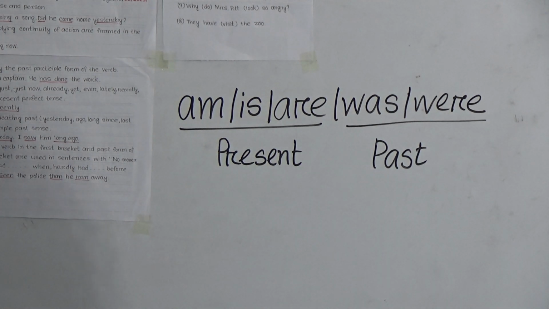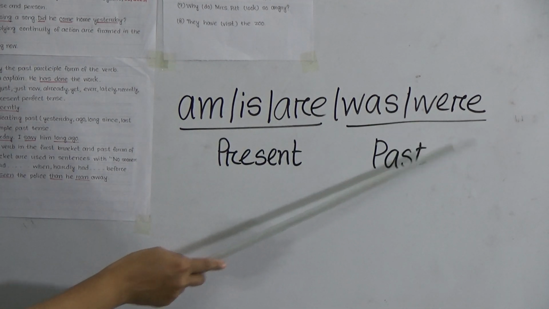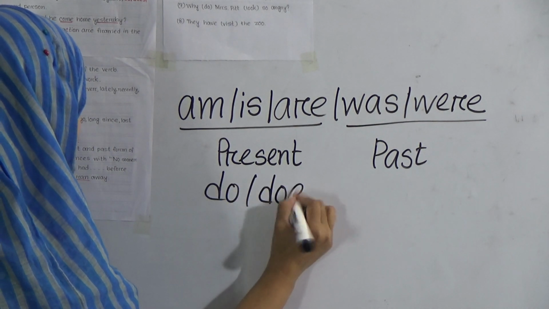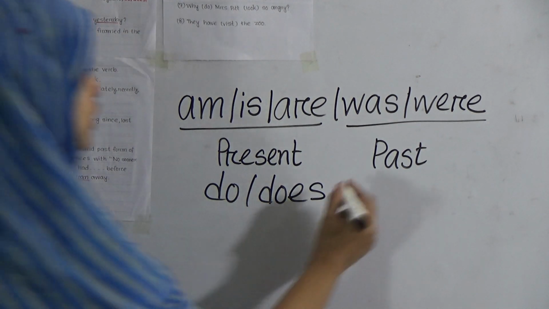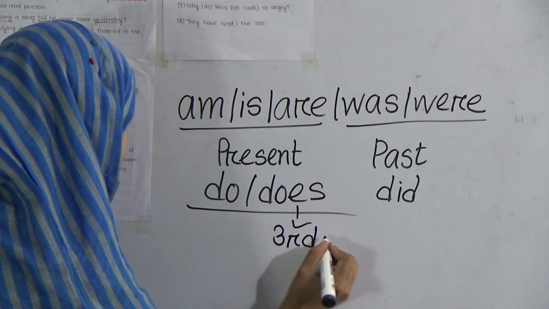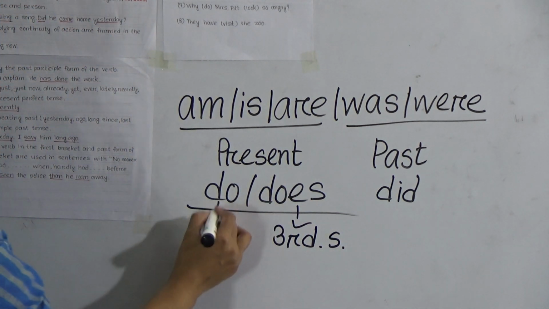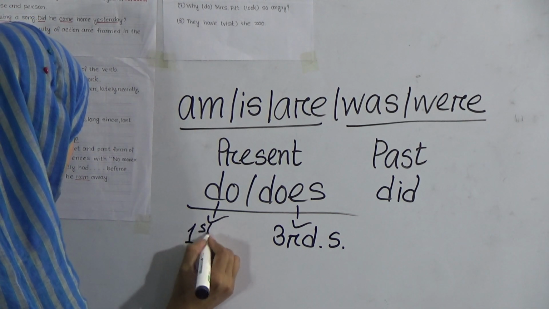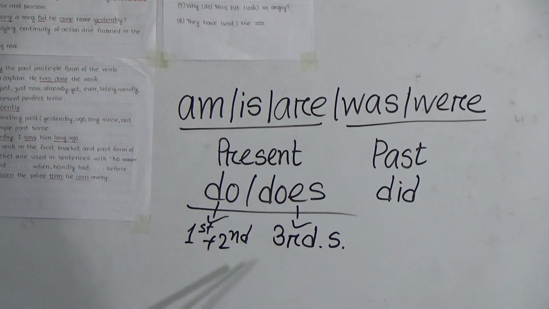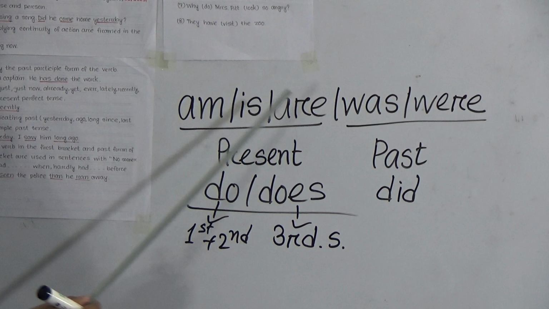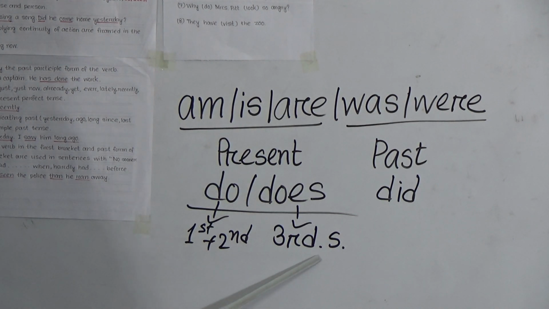So we can understand if we don't have these be verbs, am, is, are, was, were, then we have to bring do, does, did. So for present tense we will bring do or does, and for past tense we will bring did. Now the question is when we will use do and does. If the subject is third person singular number, then we will use does. And if the subject is first person or second person, then we will use do. So if you get the subject in first person or second person, and if there is no auxiliary verb, am, is, are, or be verb, then you will use do. And if the subject is in third person and if it is singular, then you will use does.